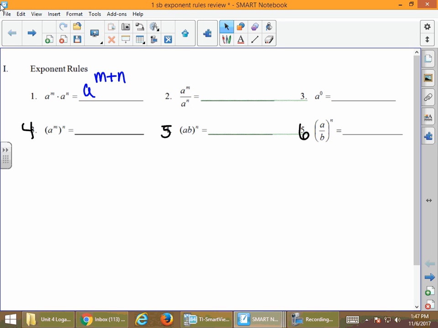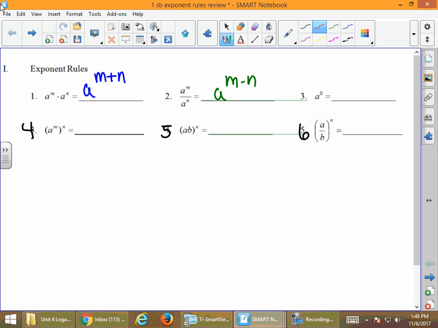And it's the same kind of idea when we get to rule number 2. A to the m times a to the n. When we multiply, we add exponents. So the inverse operation of multiplication is division. So what do you think we do to the exponents? Well, we subtract. A to the m divided by a to the n is a to the m minus n. This is when we have like bases, when the value for a is the same on the top and the bottom.